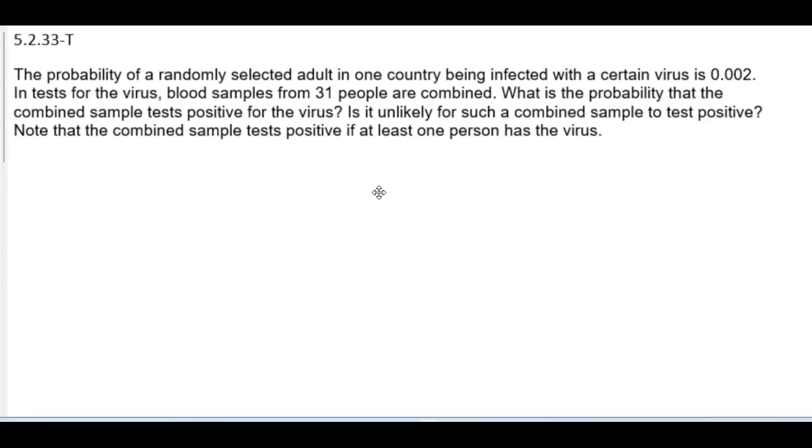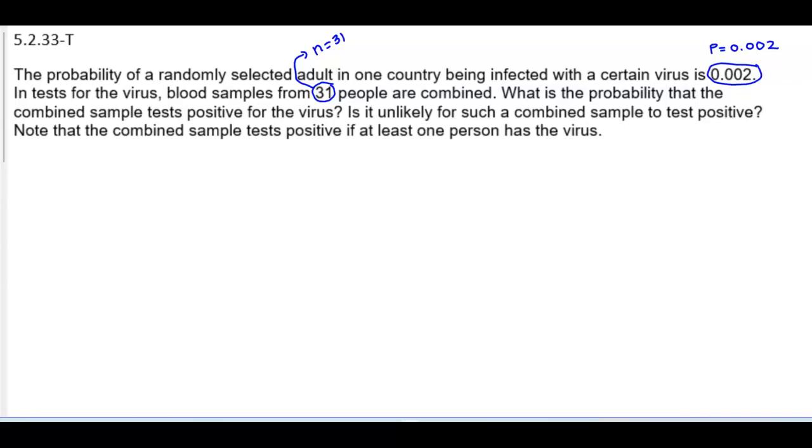Is it unlikely for such a combined sample to test positive? And note that the combined sample tests positive if at least one person has the virus. So let's first take a look at the probability. We can see that P is equal to 0.002. We know that the number of trials is equal to 31, so N is equal to 31.